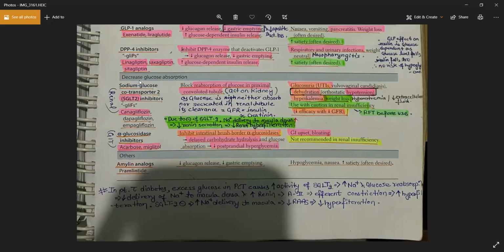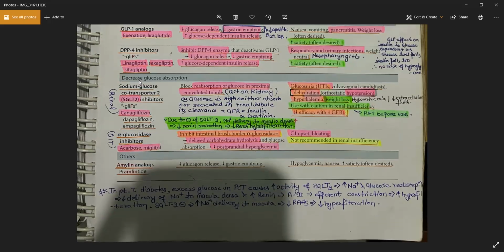Okay. Now then comes the drugs which decrease the glucose absorption, either the reabsorption or the absorption. So first drugs are the SGLT2 inhibitors, and remember the SGLT2 receptors are found in the PCT of the renal tubules, right? So they're actually inhibiting the SGLT2 receptors, and when they inhibit the SGLT2, they cause a loss of sodium and the glucose, right? And because of the loss of glucose in the urine, they can cause the urinary tract infection. They can cause a vulvovaginitis, which is by the candida.